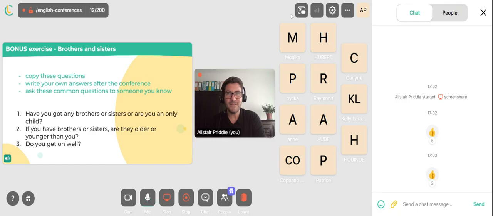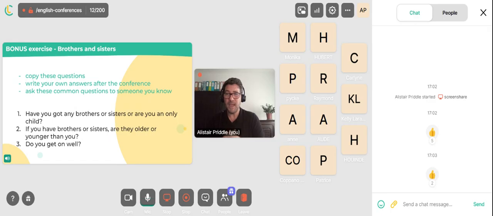Okay, so some more bonus stuff here. Now this is for you guys to think about later. Okay, so for brothers and sisters, what we'd like you to do, if you want, is to copy these questions. Then write down your answers after the conference to practice at home on your own. Ask these common questions to someone you know. Okay, so you can practice with someone else too. So these are the questions we suggest that you should write down.